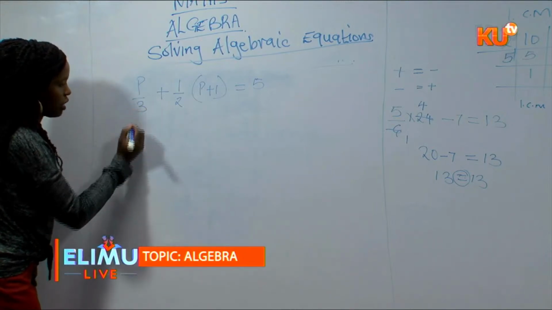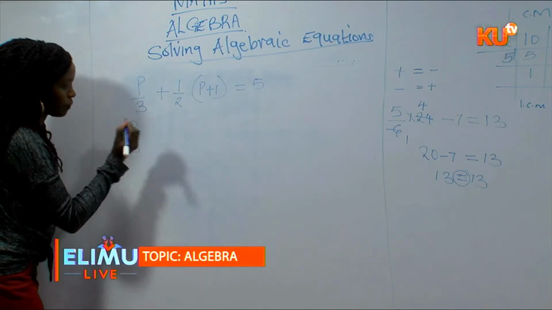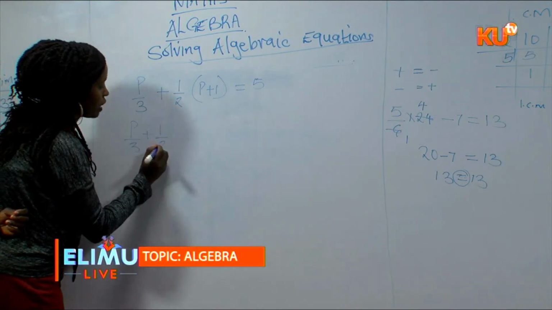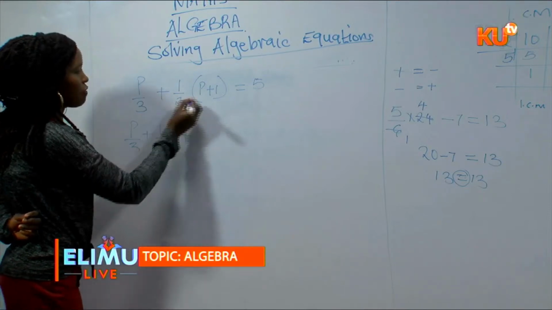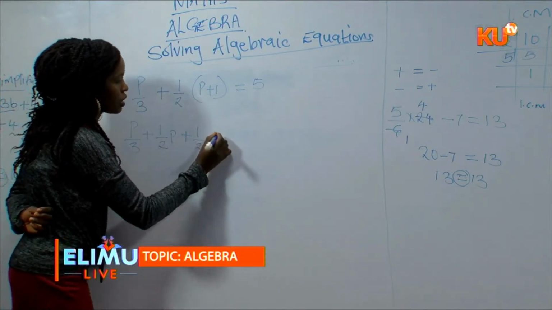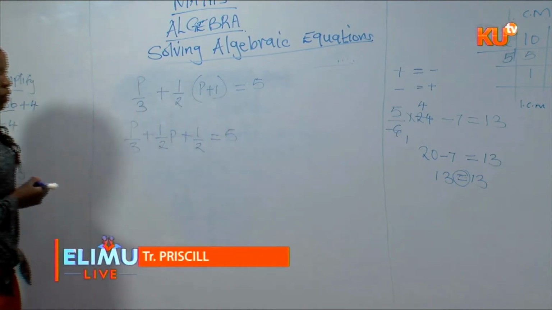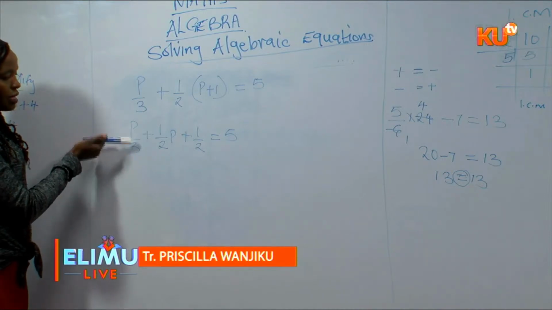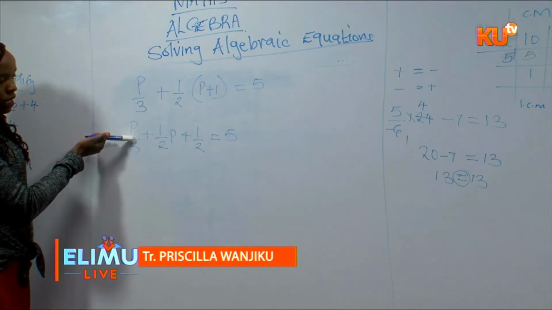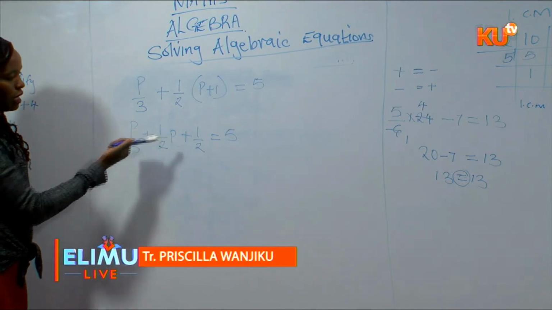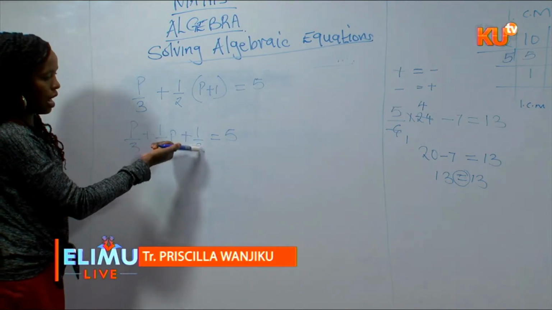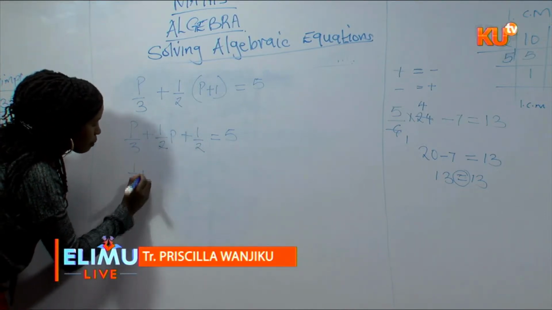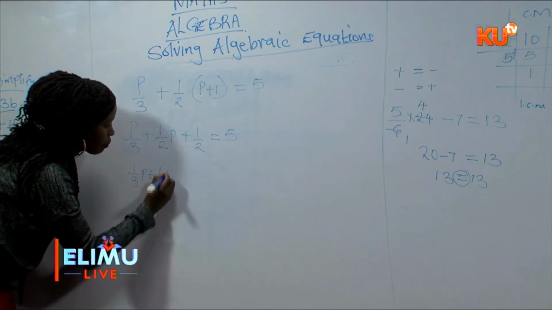So this is going to remain the way it is as P over 3 plus a half times P, we get a half P plus a half times 1, we get a half, is equal to 5. From there we add what we have. Here I have P over 3. P over 3 is the same as a third P. So a third P plus a half P, and then we have plus a half. So we put this one together, that is a third P plus a half P.